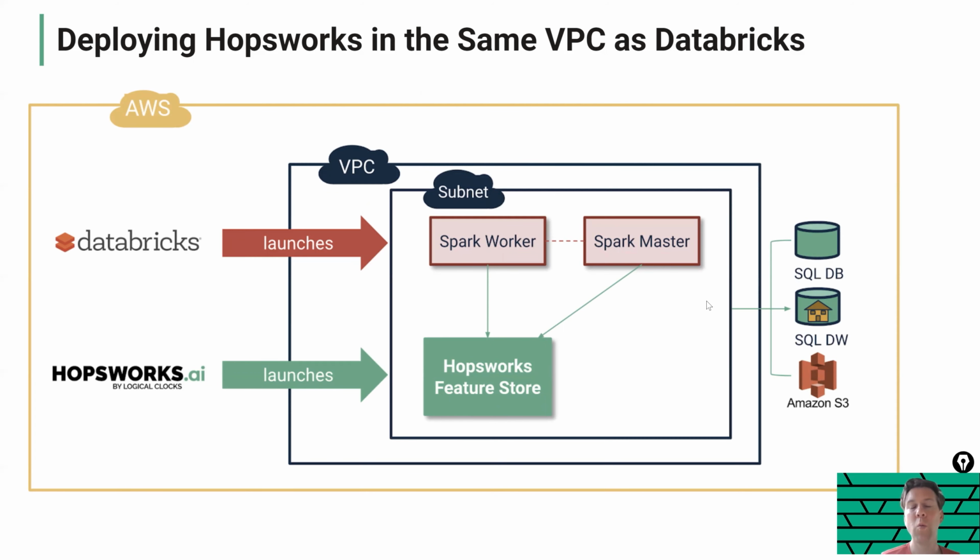Now, how do we integrate Hopsworks with Databricks? So this is more operations. If I want to deploy Hopsworks AI, I want to deploy a Hopsworks cluster on Amazon, how do I get it to connect to Databricks?